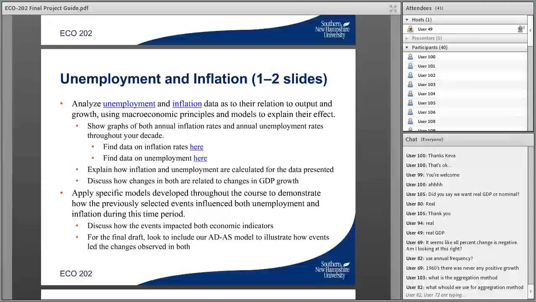What would we use for aggregation method? Anna Nicole Nichols, what do you mean what you use for aggregation method? Aggregation of what? I'm not sure what you're referring to.